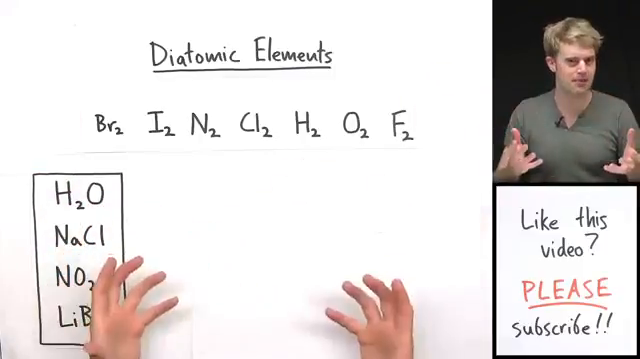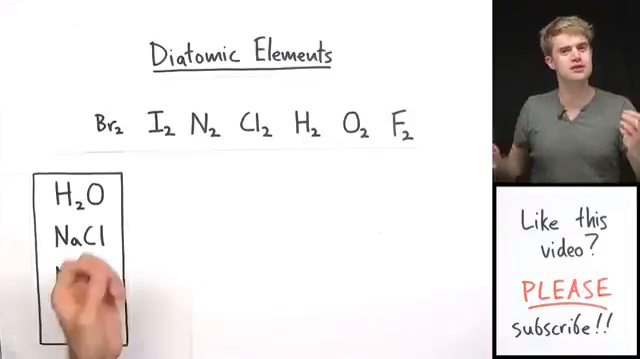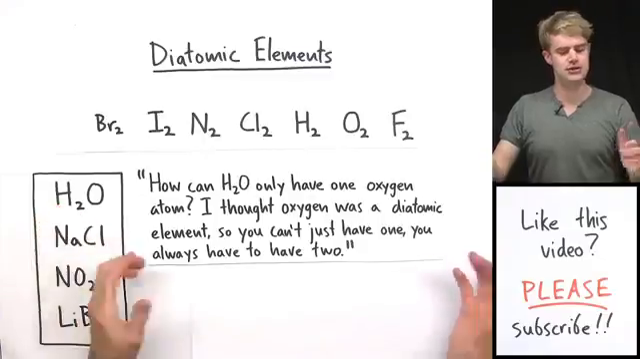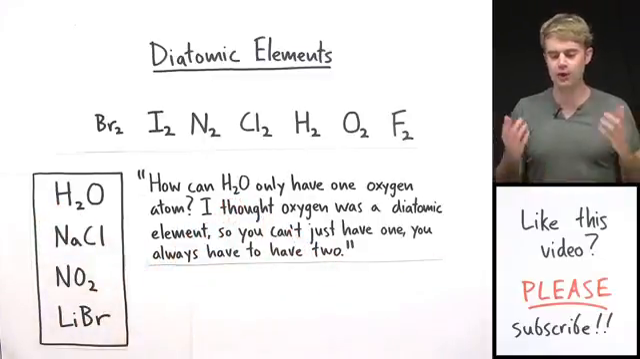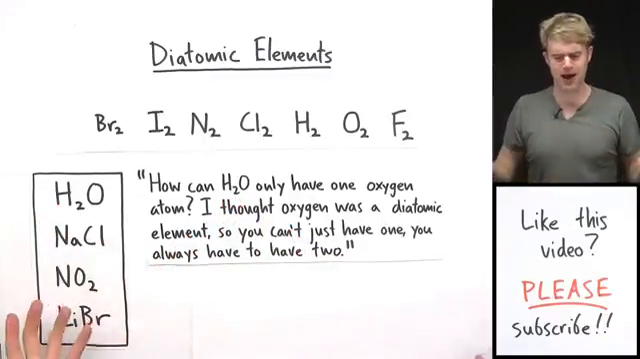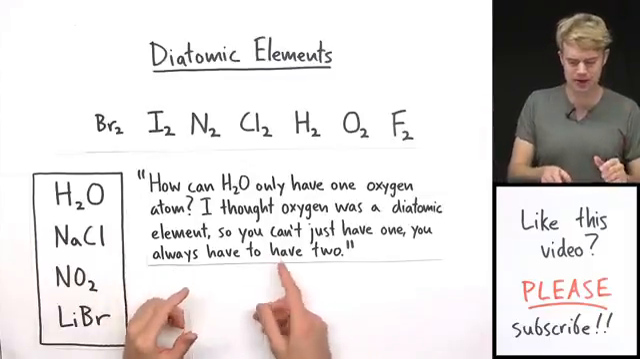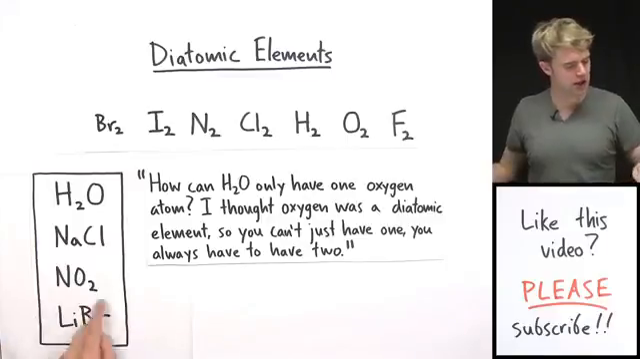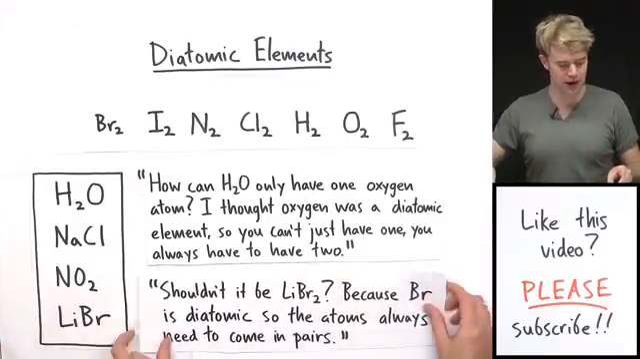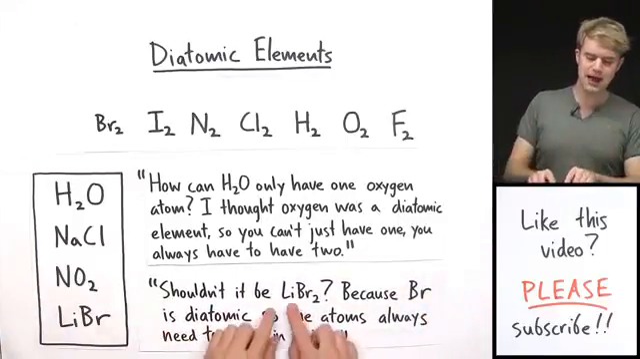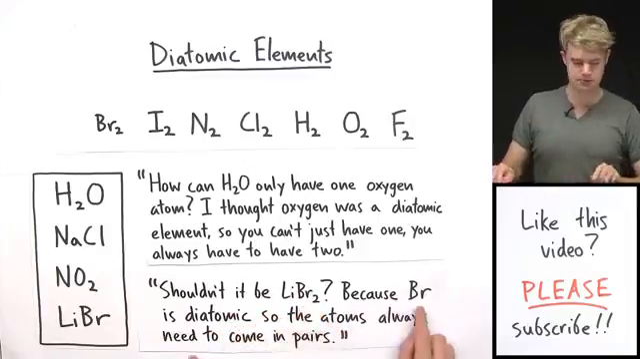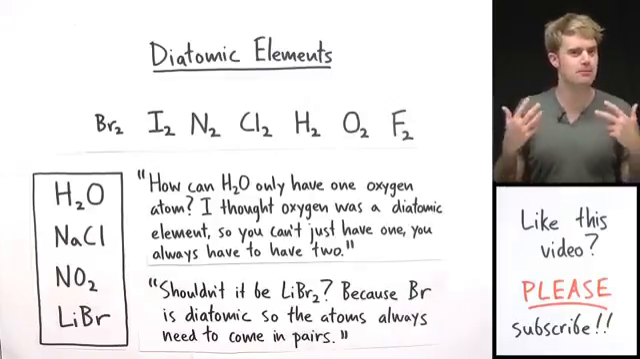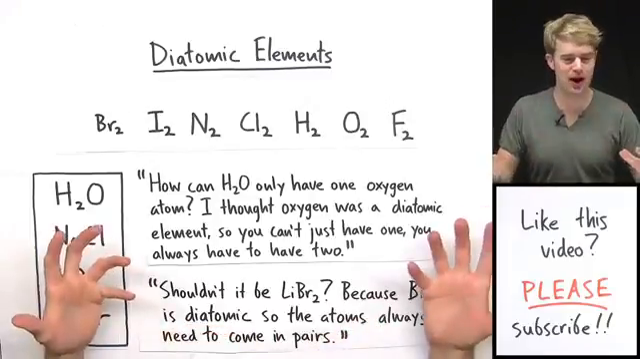Let me show you some comments I've gotten on my videos that express this confusion. One person asks, how can H2O only have one oxygen atom? I thought oxygen was a diatomic element, so you can't just have one. You always have to have 2, okay? Now talking about LiBr here, someone else asks, wait, shouldn't it be LiBr2? Because bromine is diatomic, so the atoms always need to come in pairs. So what's going on here?